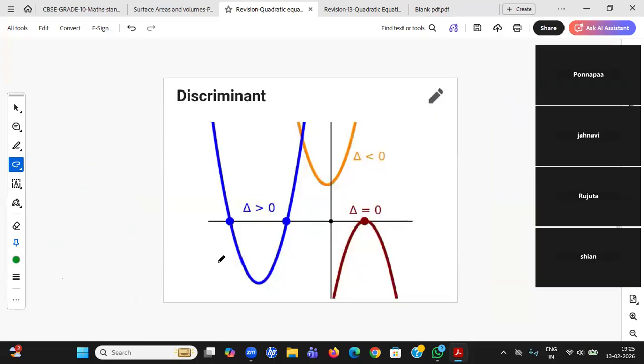You see, discriminant value greater than 0, b square minus 4ac greater than 0, means the roots are real and unequal. If the discriminant value is equal to 0, that is b square minus 4ac is equal to 0, this parabola is touching here and going back here. That means the roots are real and equal. Both the roots are same. For discriminant less than 0, that is b square minus 4ac is less than 0, we don't have roots at all. This orange color is not at all touching this axis. We don't have roots in class 10.